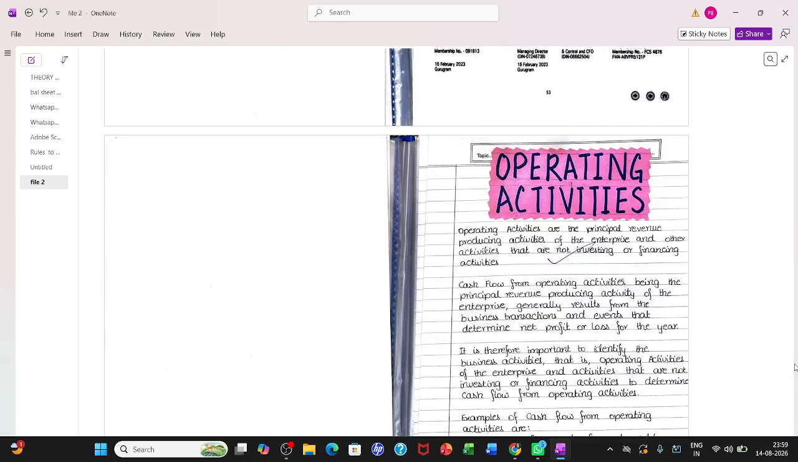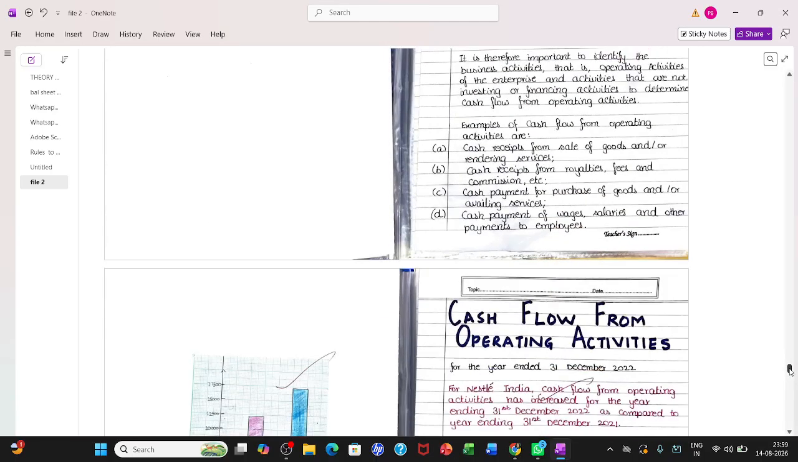After pasting the printout, you will give the theory, the meaning of cash flow statement, what is the objective of cash flow statement. Then you will give the heading operating activities. In operating activities, from your book only, you can copy the meaning, examples of inflows, outflows. You may write it straight away or make it in tabular form. One side inflow, one side outflow. You may add pictures to that on the left hand side. That's your choice. That's about theory.